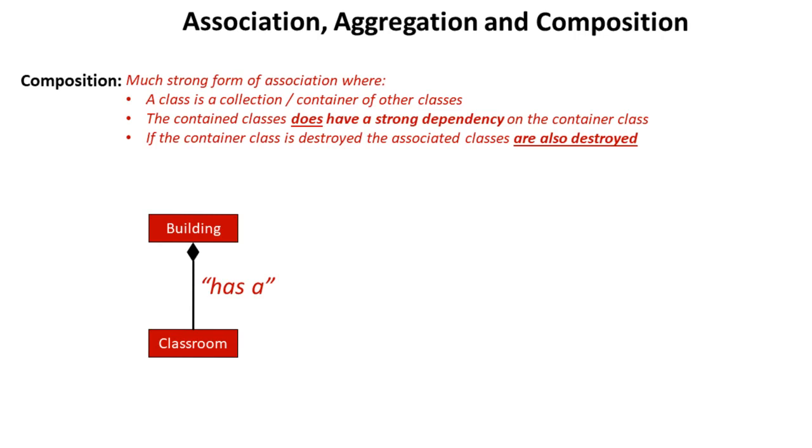So here we can see that the building class is a container class and has classrooms associated with it. And the classroom class is part of or belongs to the building class. Buildings have a classroom. Classrooms have a building. But this time, if we destroy the building class, the classrooms can't exist on their own. And this is signified by the solid diamond symbol.